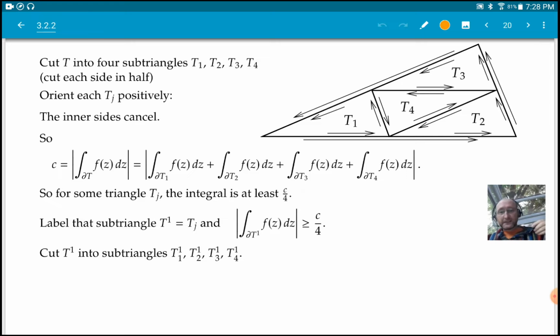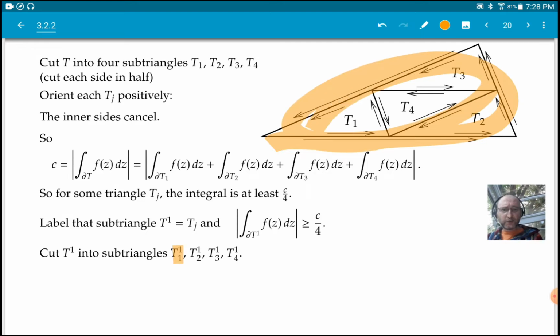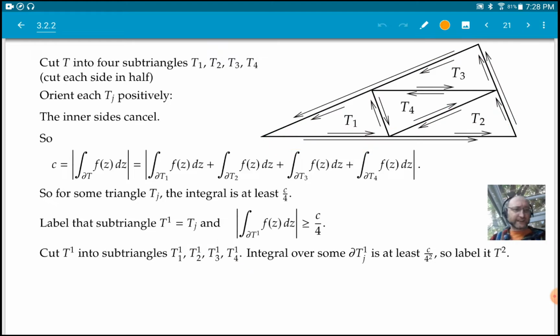All right. And we keep doing the same thing. We start with T1, and we cut it up exactly like this into 4 subtriangles. And we notice that the integral over the boundary of one of these smaller subtriangles has to be at least a quarter of C over 4, meaning C over 4 squared. So we'll label that one T2. Don't worry that there's maybe more than one of these, just at least one. Pick the one that does it.